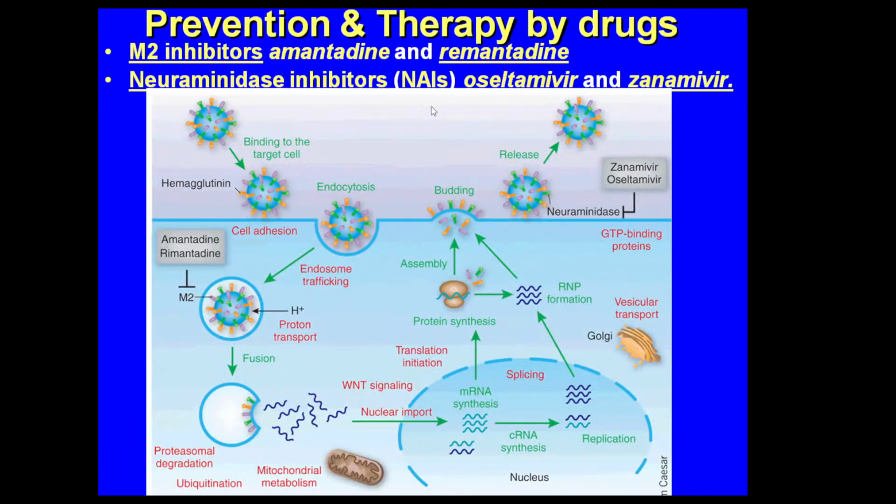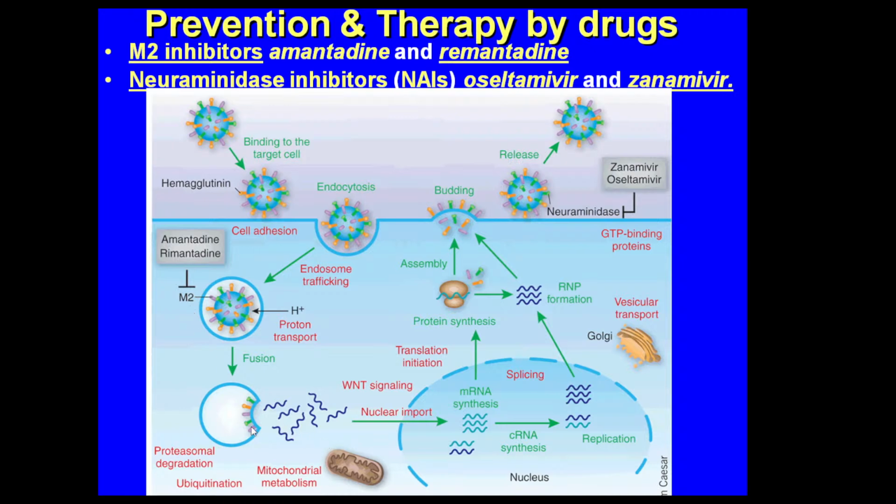Now let's take a look at the potential targets for the therapy or prevention of the virus infection. For prevention, the antibodies can be used to block the hemagglutinin and prevent the binding of the virus to the target cell receptors. So endocytosis occurs, and then M2 protein mediates the fusion and the release of RNA. So this can be prevented by using amantadine and rimantadine that block the function of the M2 protein.